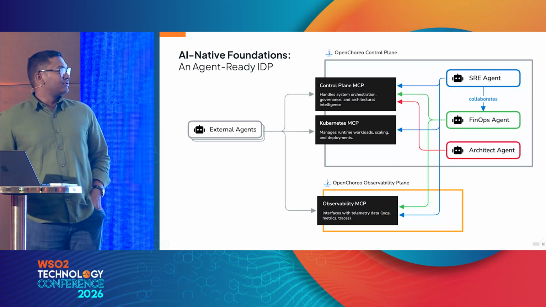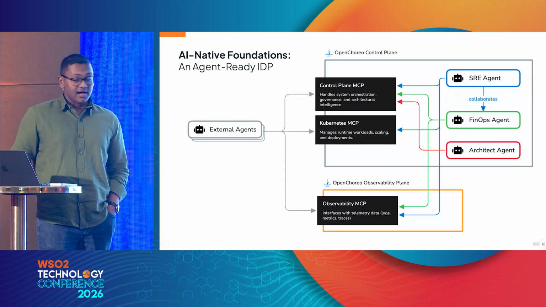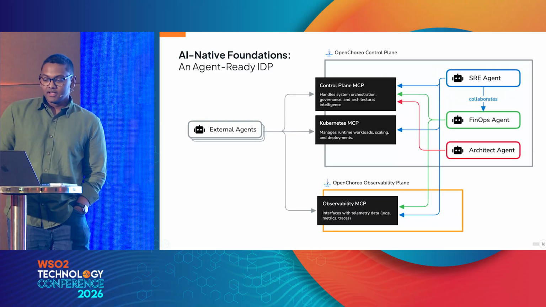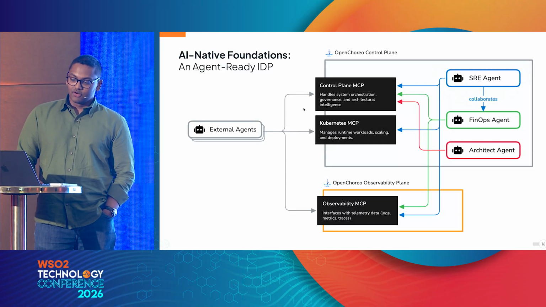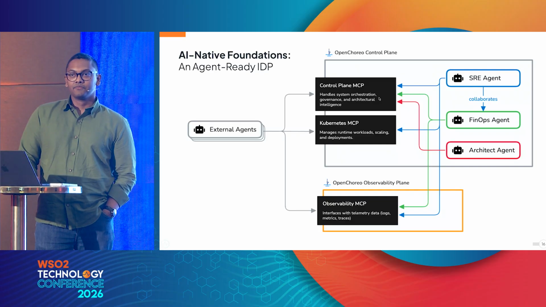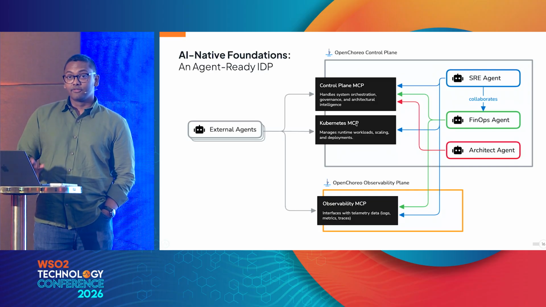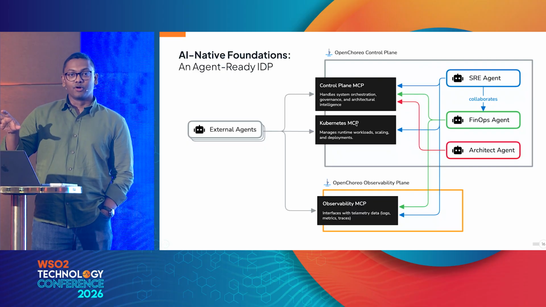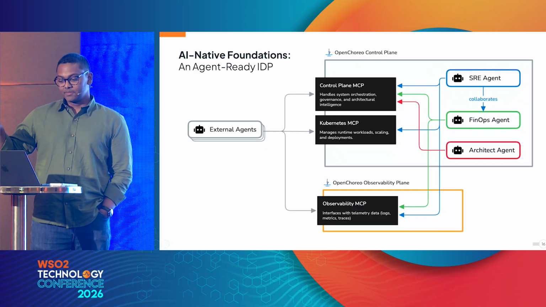So this is our future roadmap. We are working on the SRE agent at the moment. So what you saw me interacting with before in the demo was the control plane MCP server. Just like that MCP server, we'll have a Kubernetes MCP server for accessing deployments in the data plane through the control plane API.